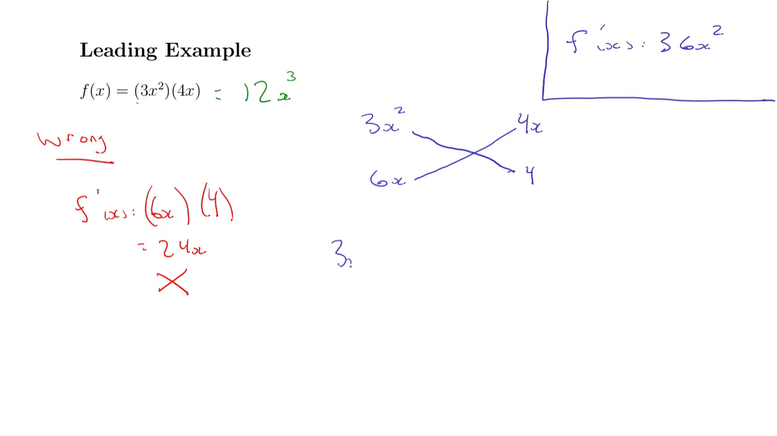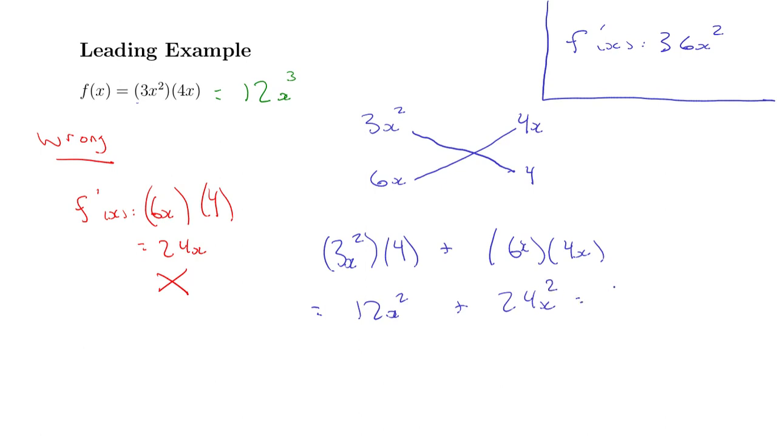So if we look at 3x squared times 4 plus 6x times 4x, that gives us 12x squared plus 24x squared. There's our 36x squared that we knew we were supposed to get.